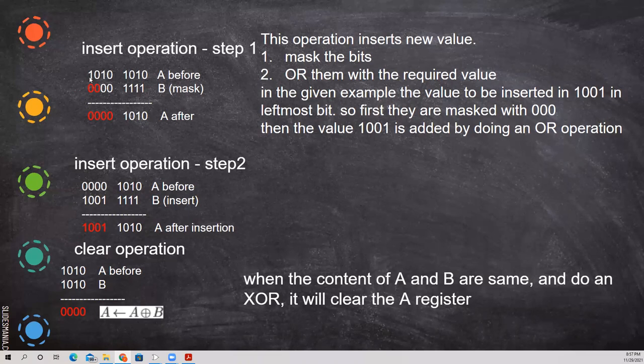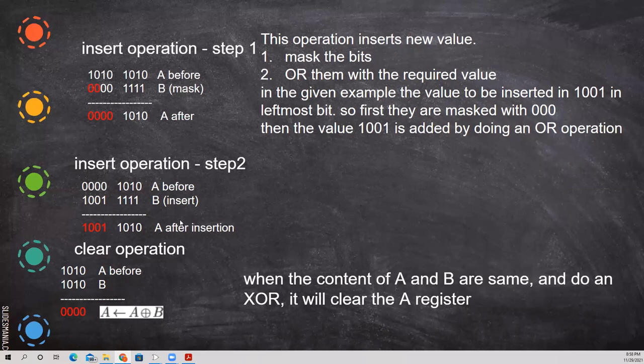Before that, we have 10101010. Now, I want to insert a new value. The value to be inserted is 1001 in the leftmost bits. See, this is the final answer. This is the original data. After insertion, I want A to be like this. See here, this part is as such, but in the leftmost bits, I want to insert this value 1001.